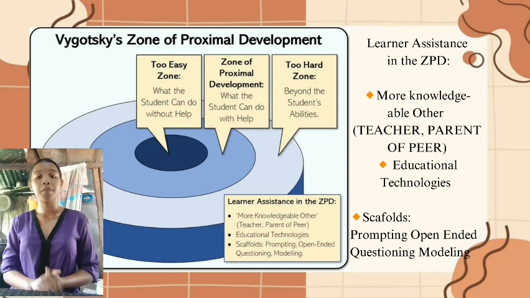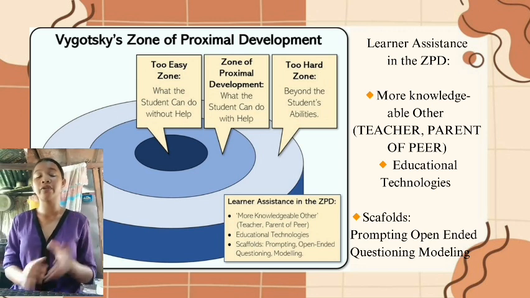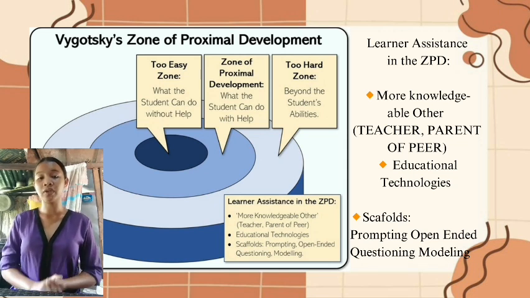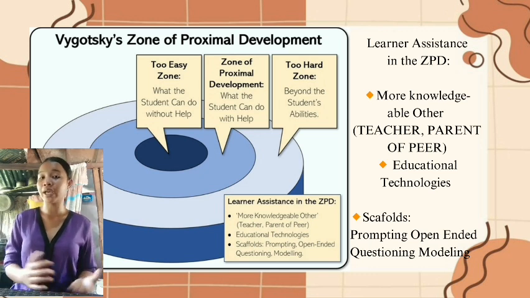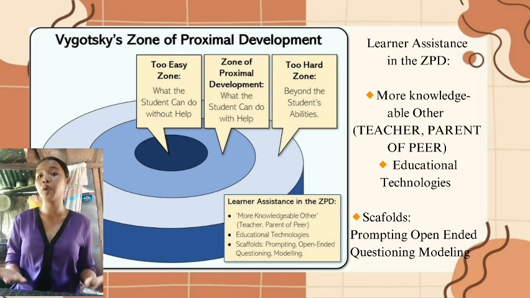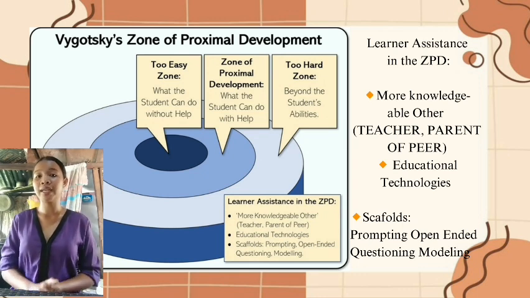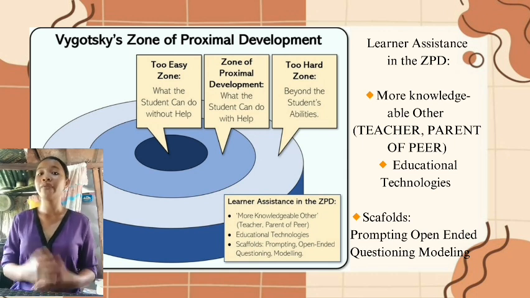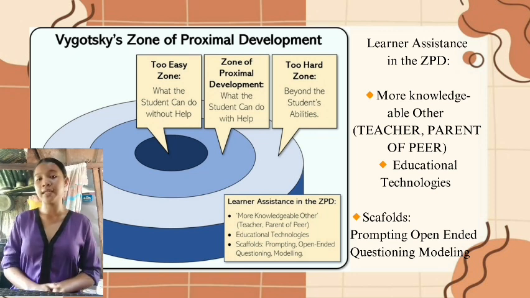As you can see in the picture, it has 3 zones of development, where first we have the too easy zone that measures what the student can do without help. Next, the zone of proximal development that measures what the student can do with help. And lastly, the too hard zone, which is beyond the student's abilities.